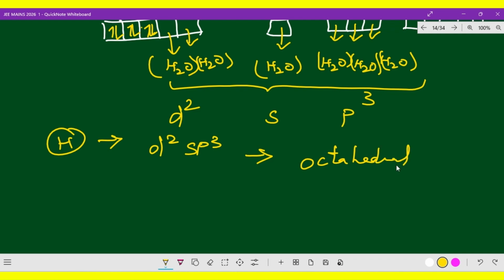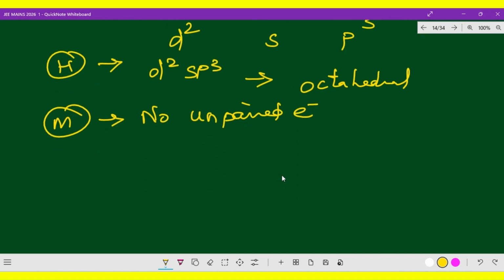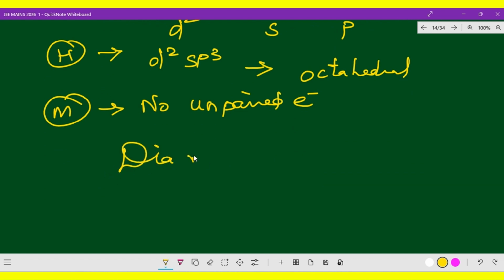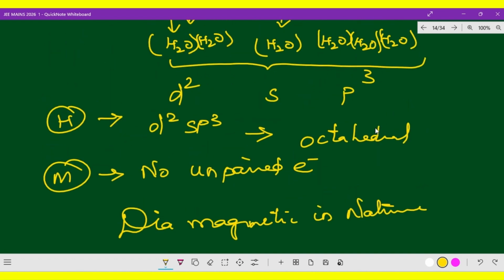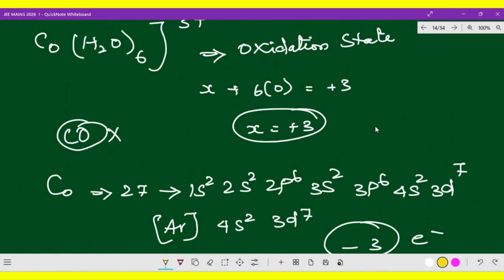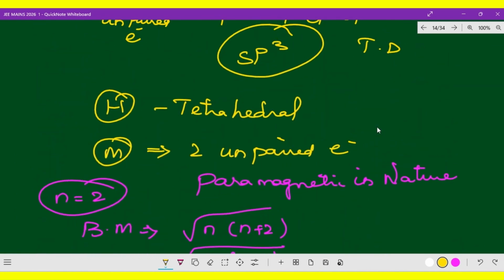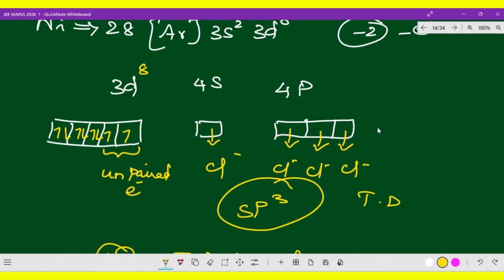Octahedral. Now here, magnetic property. There are no unpaired electrons. So no unpaired electrons means it is diamagnetic in nature. Okay, now I think you all got the answers. Now, which is paramagnetic in nature? Only one compound, that is the nickel Cl minus compound, NiCl4 2 minus, right? I hope we got it.